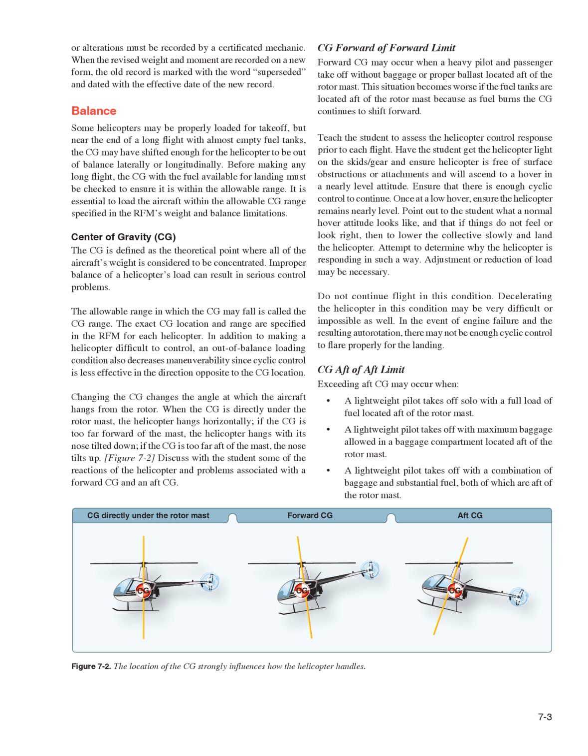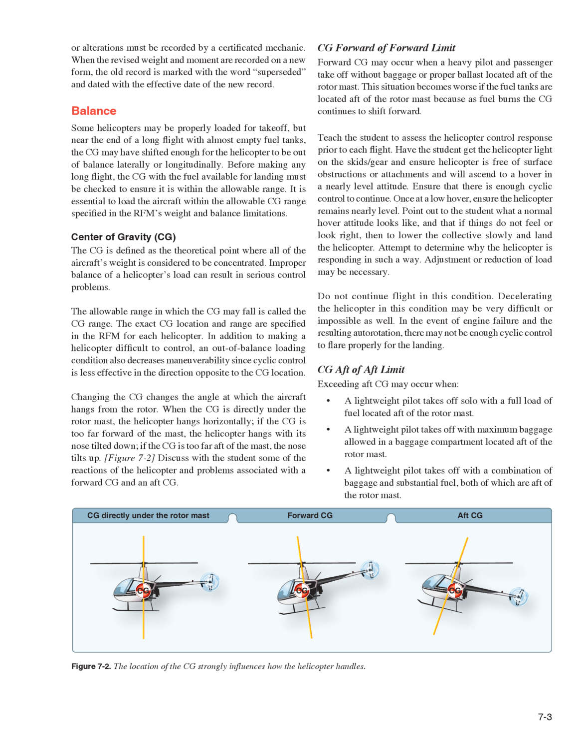If the CG is too far aft of the mast, the nose tilts up. Figure 7.2. Discuss with the student some of the reactions of the helicopter and problems associated with a forward CG and an aft CG. CG forward. A forward limit. Forward CG may occur when a heavy pilot and passenger take off without baggage or proper ballast located aft of the rotor mast.